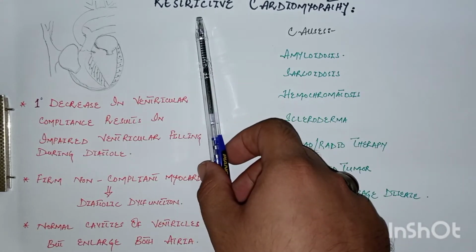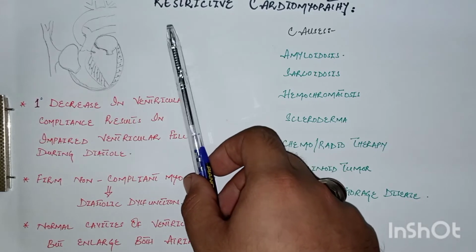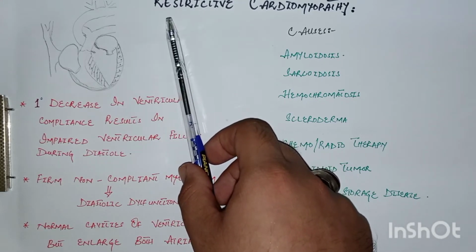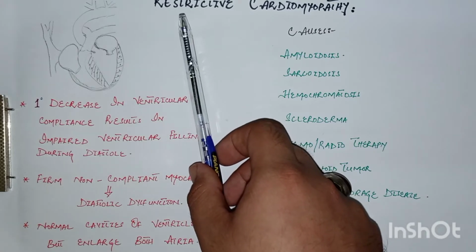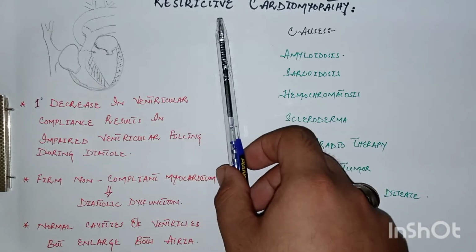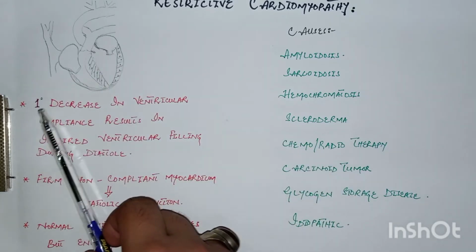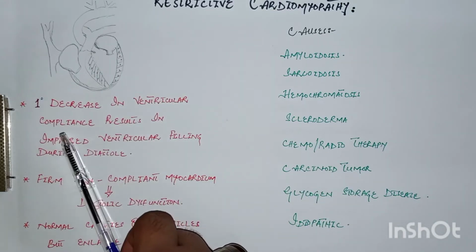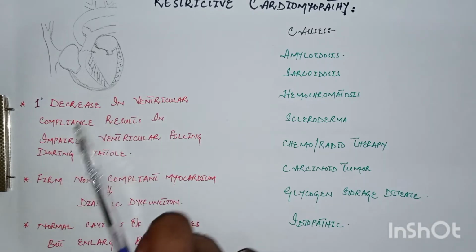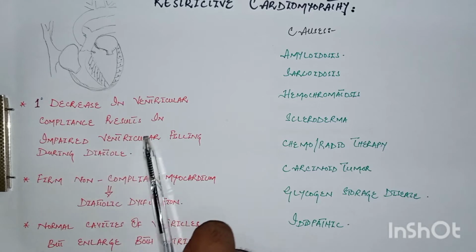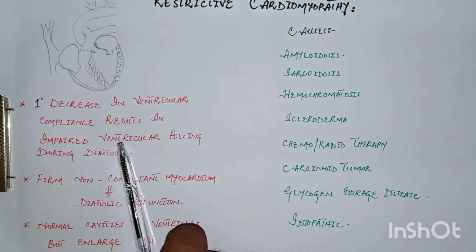Today we are going to talk about restrictive cardiomyopathy, also called infiltrative cardiomyopathy. As the name indicates, there is an infiltration of substances within the myocardium and a restriction of the ventricles to be compliant. In short, we can say that the ventricles are non-compliant or non-stretchable. So it is defined as a primary decrease in ventricular compliance, which results in impaired ventricular filling. The ventricles are unable to fill properly during their diastolic phase.